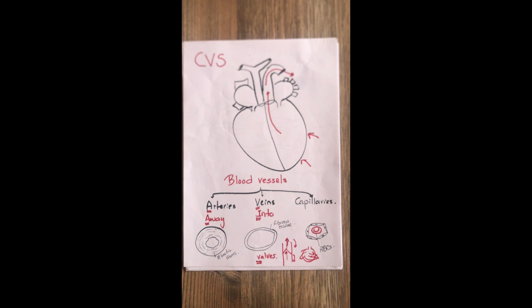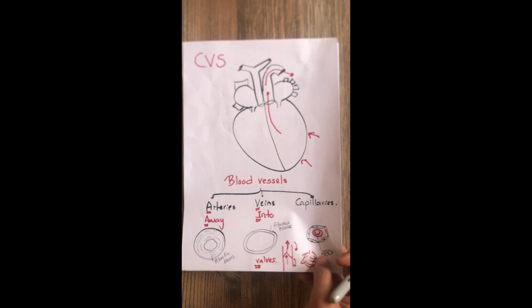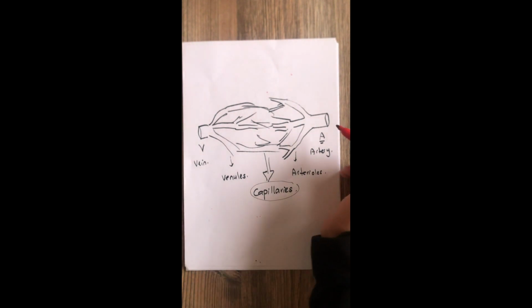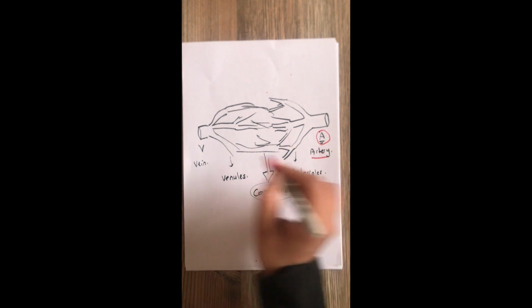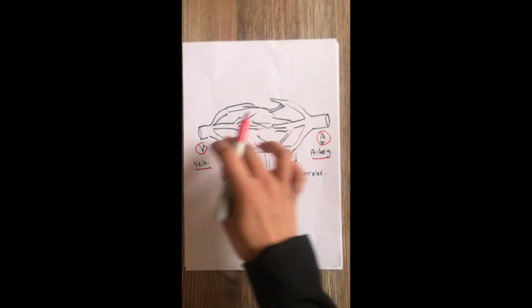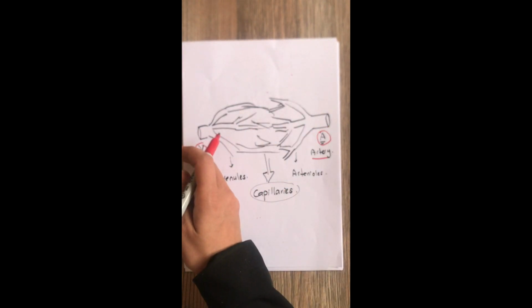So capillaries are the site of the smallest blood vessels. They are the connection between arteries and veins. Let's have a look to know more about this part. If this was the arterial end, and this is the venous end, this is the artery and this is the vein. This is the arterial end and this is the venous end.